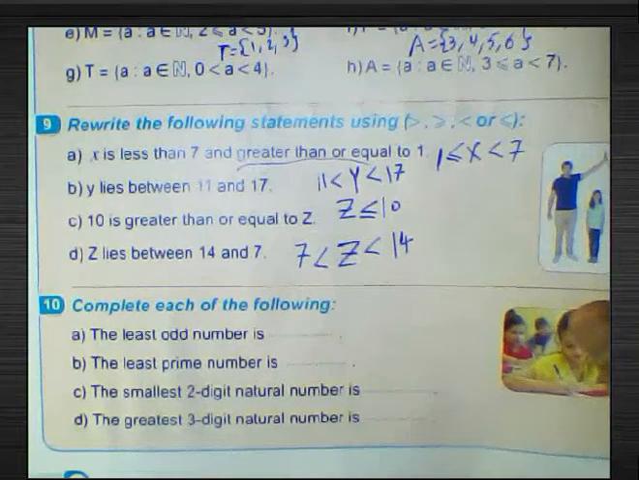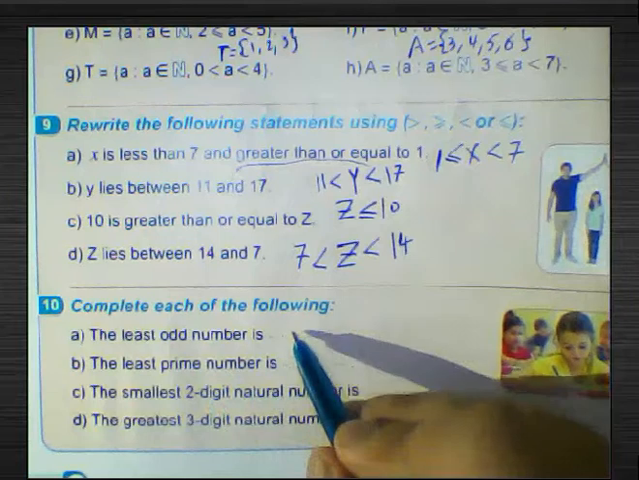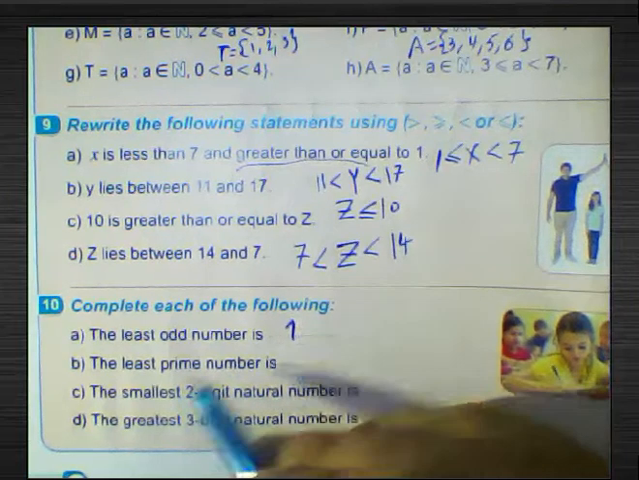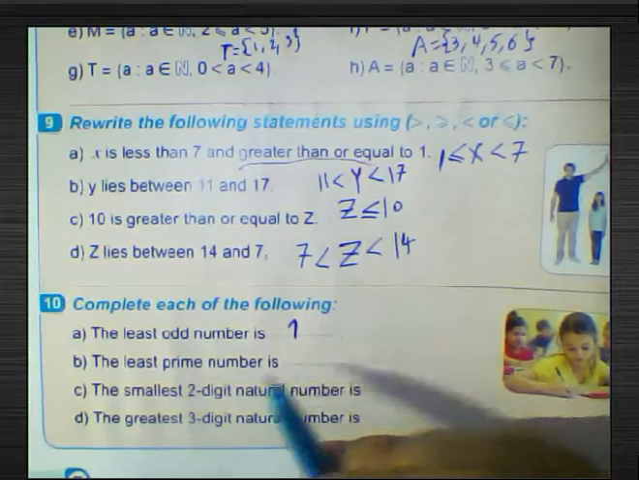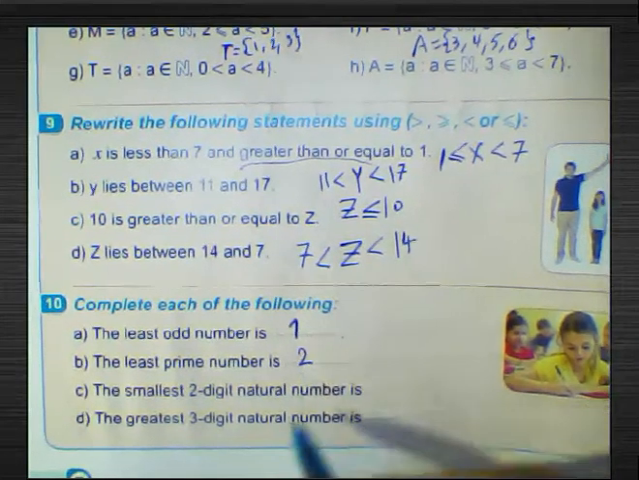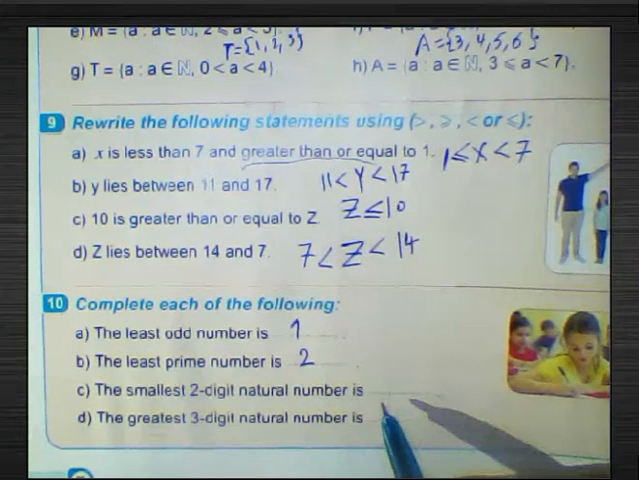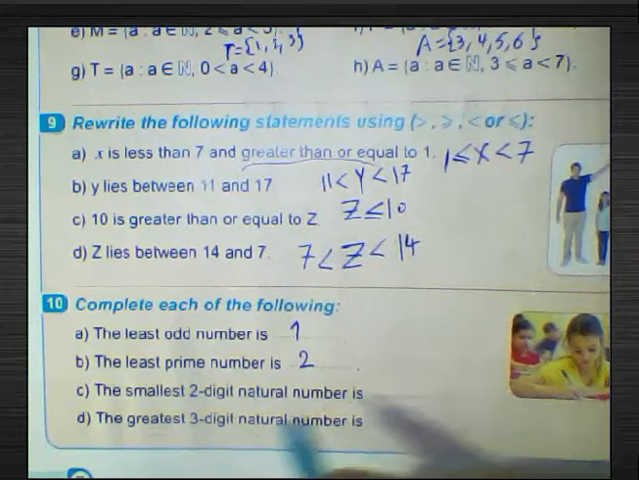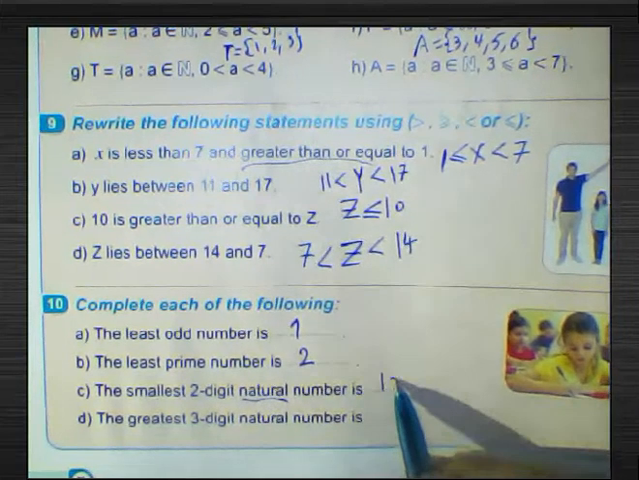Complete each of the following. The least odd number is 1. The least prime number is 2. The smallest two-digit natural number is 10.